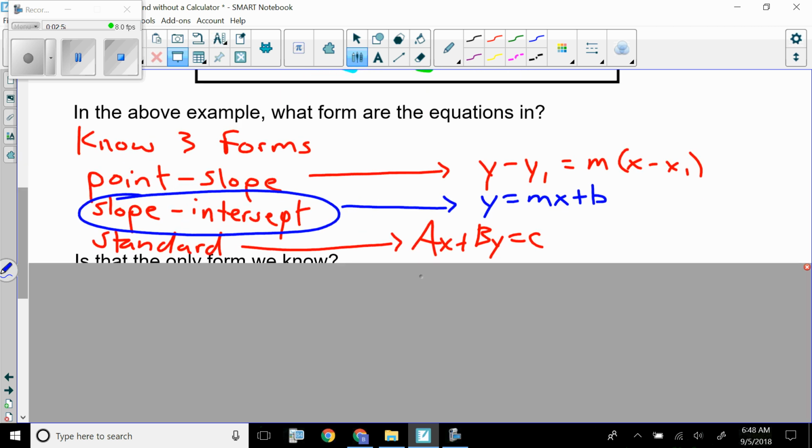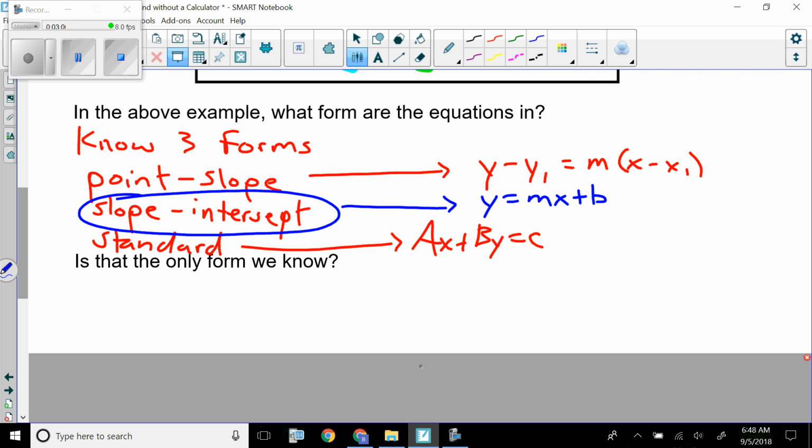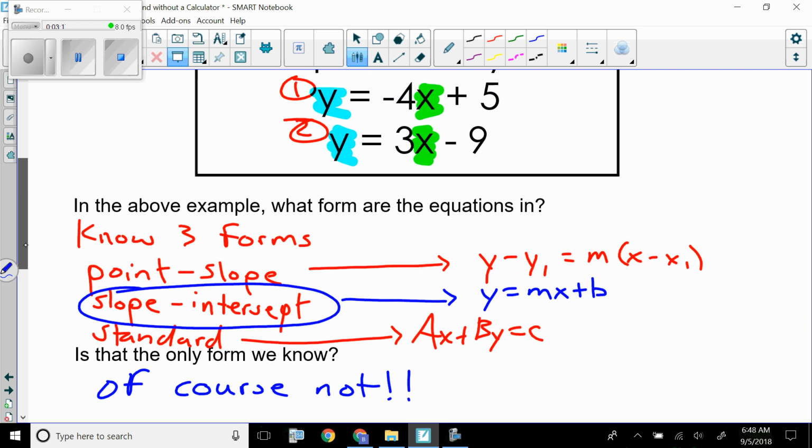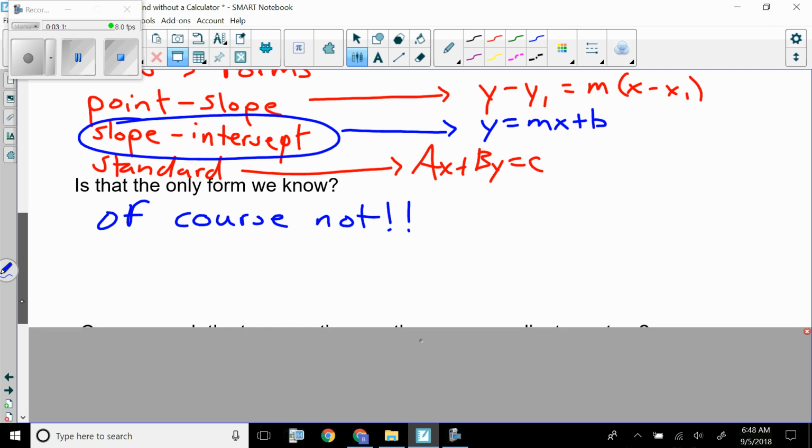All right, let's think through this then. Well, I kind of just answered this question. It says, is that the only form we know? Of course not. I already named the other two that we know. Of course, we could put the equations up there, 1 and 2, into any form that we would like.